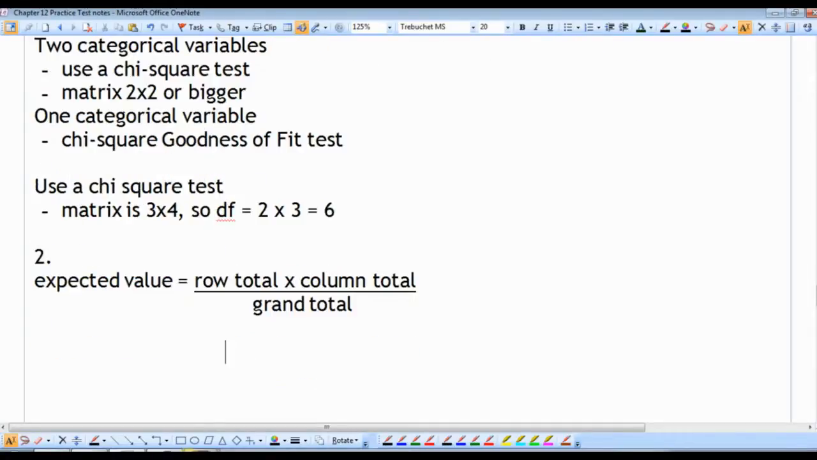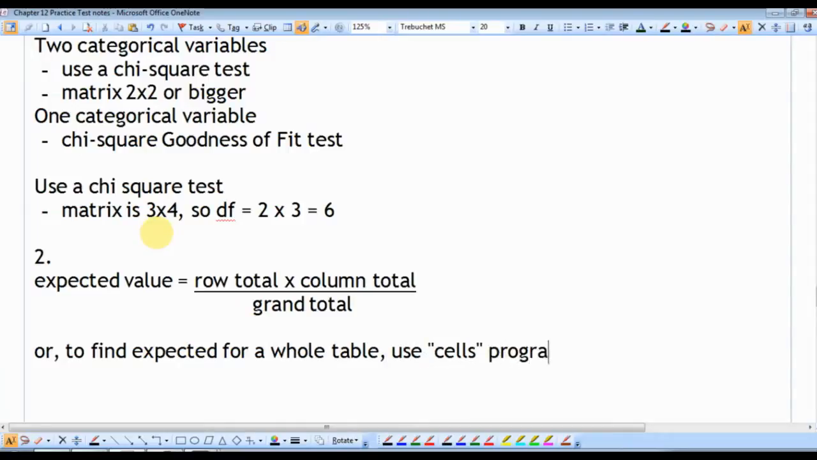Can you explain again how we got the degree of freedom? Yeah, it's just the number of rows minus 1 times the number of columns minus 1. Or to find expected values for the whole matrix, use the cells program. And that's what we're going to do. We're going to use that cells program on the calculator.